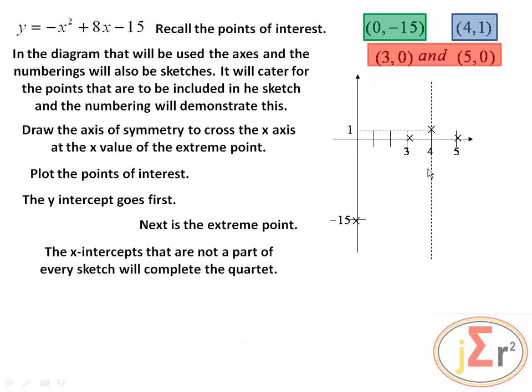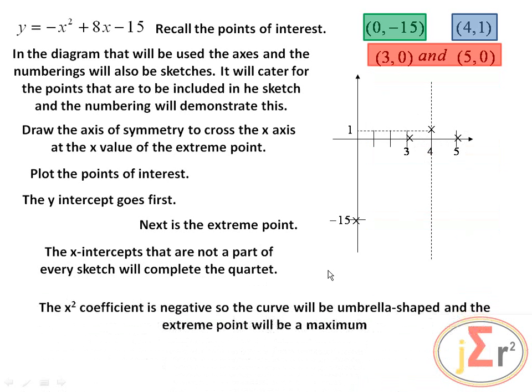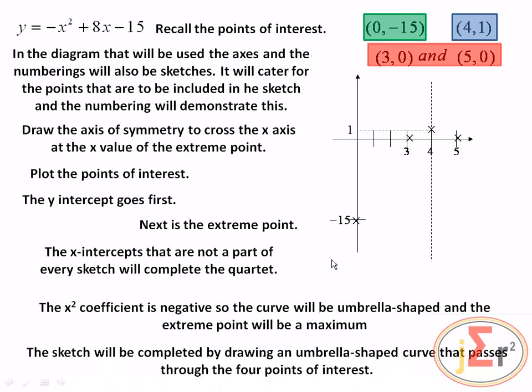Then, we'll have the x-intercepts, 3 and 5. And of course, because the coefficient of x squared is negative, the curve will be umbrella shaped and the extreme point will be a maximum. The sketch will be completed by drawing an umbrella shaped curve that passes through the 4 points of interest. Right there.